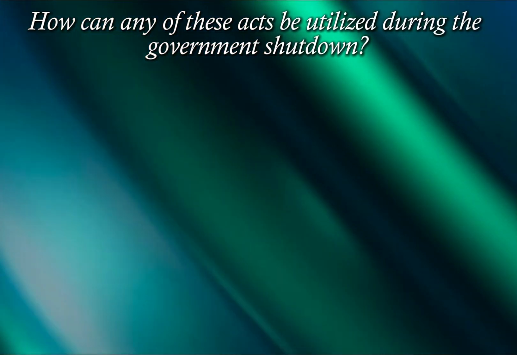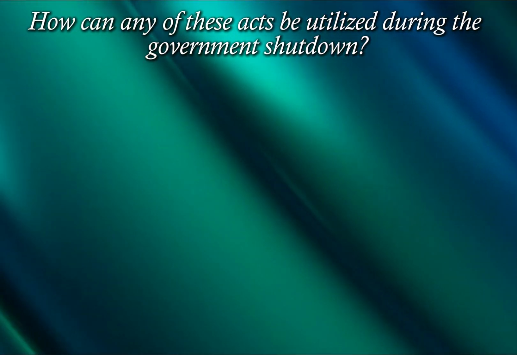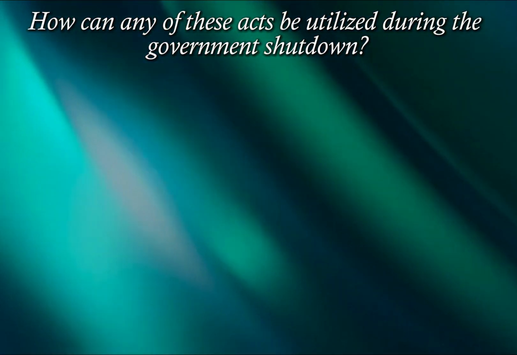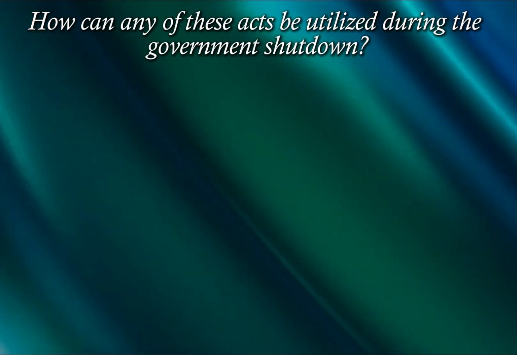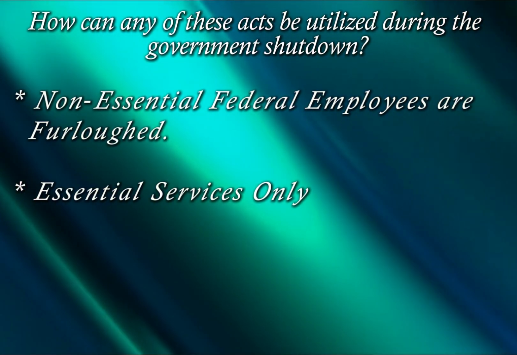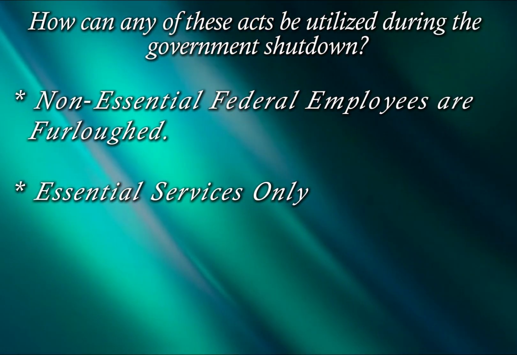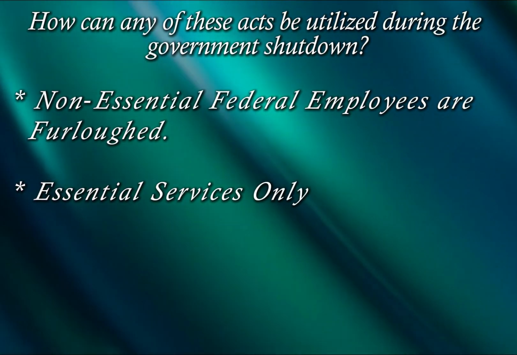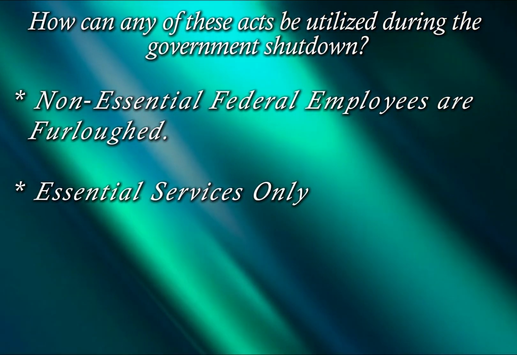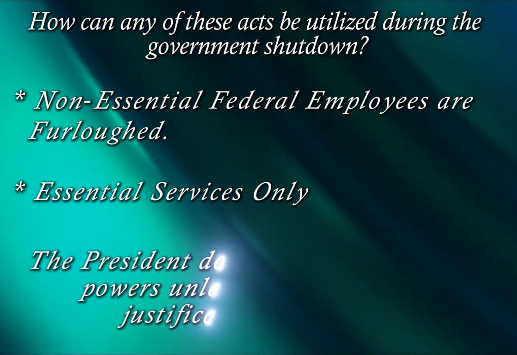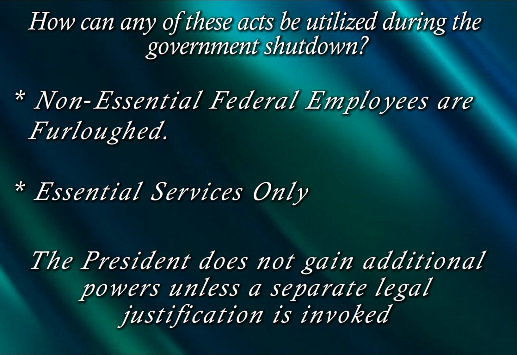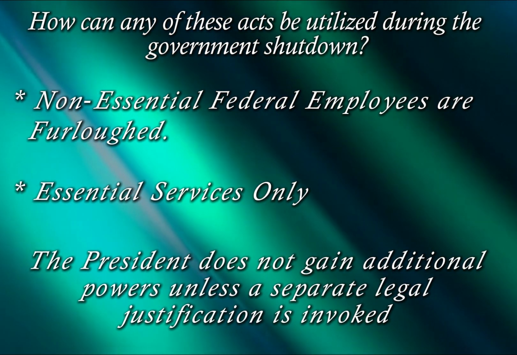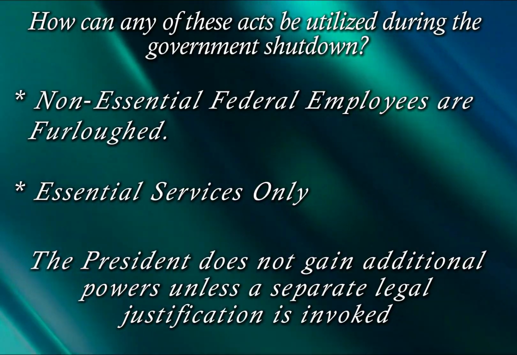A government shutdown occurs when Congress fails to pass appropriation bills or a continuing resolution to fund federal agencies. As a result, non-essential federal employees are furloughed. Essential services, for example, national security, air traffic control, and emergency response, continue. The president does not gain additional powers unless a separate legal justification is invoked, e.g. declaring a national emergency or invoking the Insurrection Act.